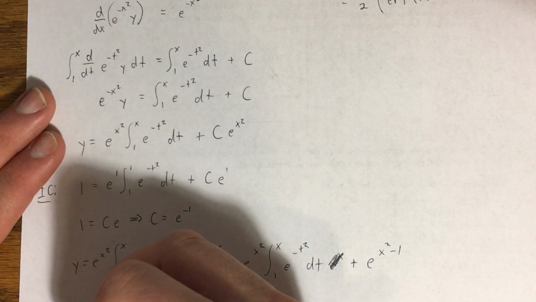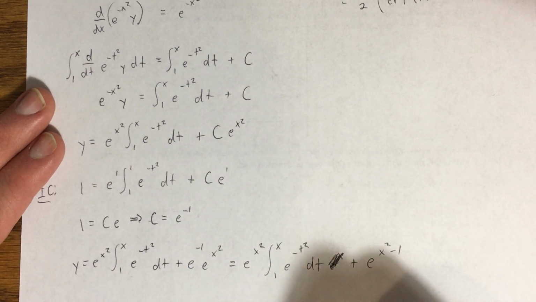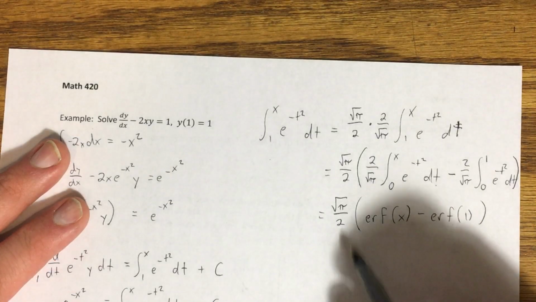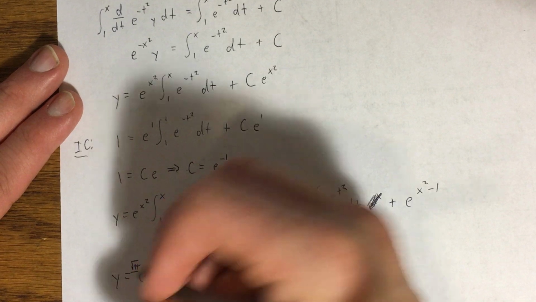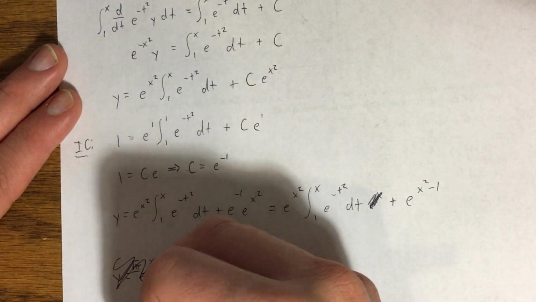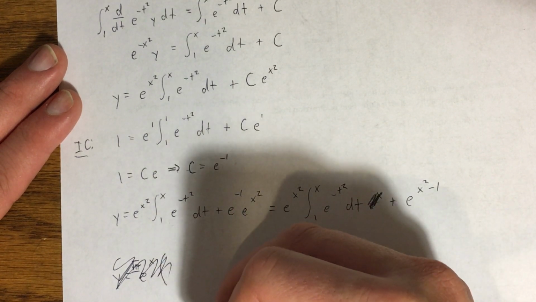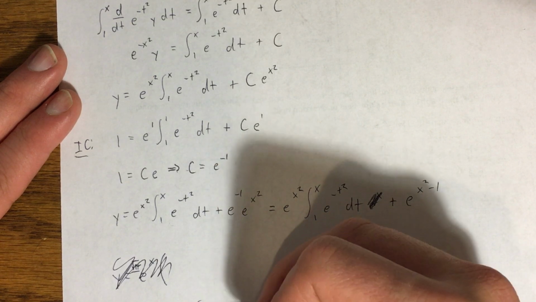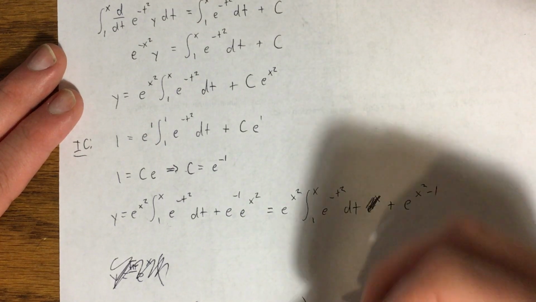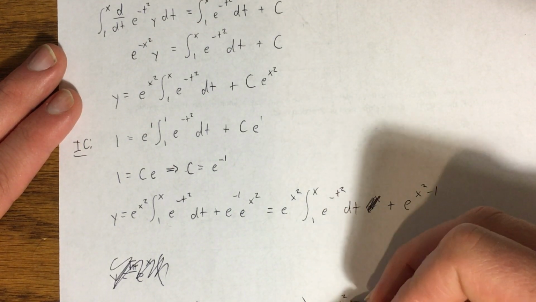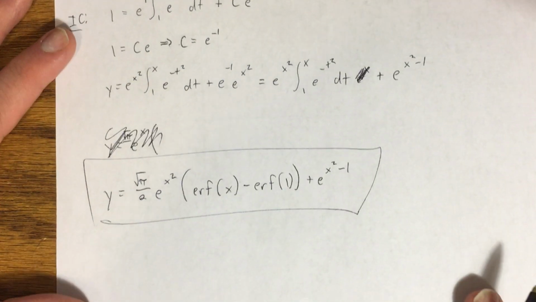So that means I have this: y equals e to the x... actually let's take this constant root pi over 2 and bring it out here. Let me try this again. y equals root pi over 2 e to the x squared times erf of x minus erf of 1. I just like saying erf. Plus e to the x squared minus 1. Okay, and that would be my solution. Oh, I realized that was off the screen.